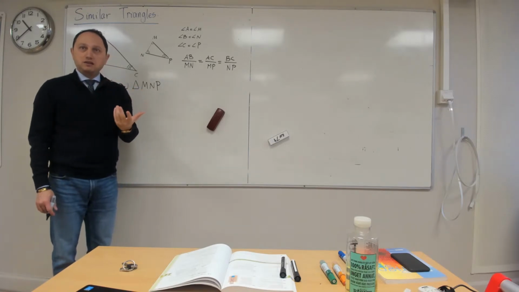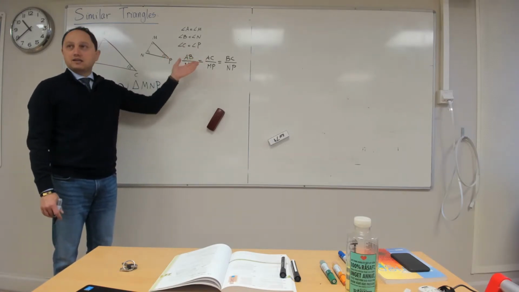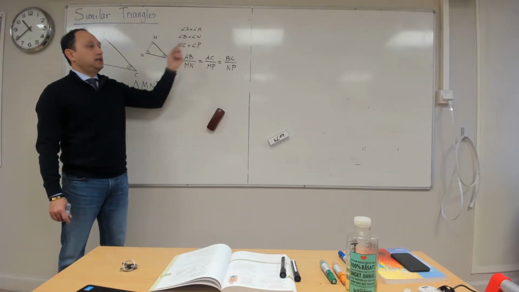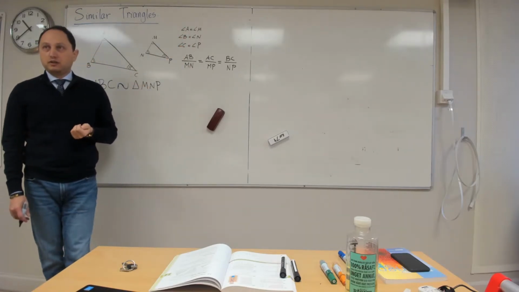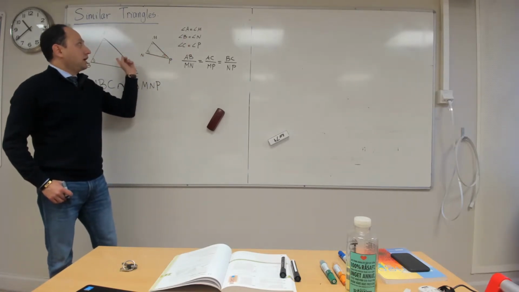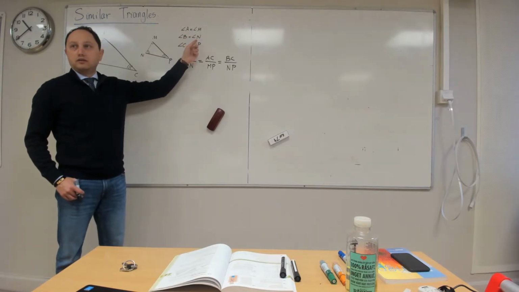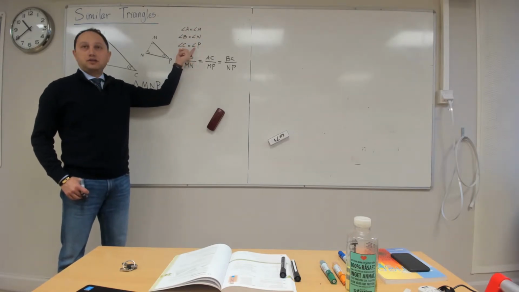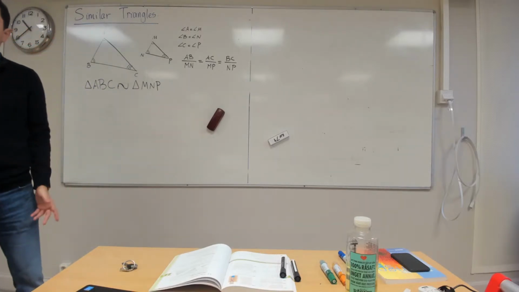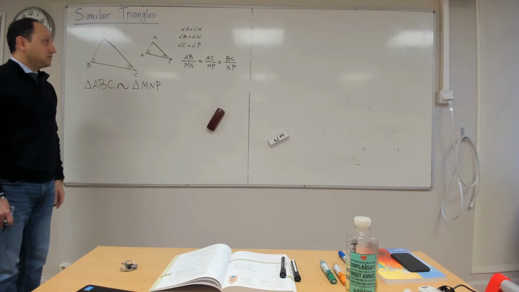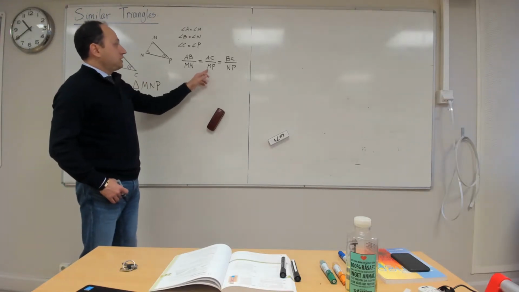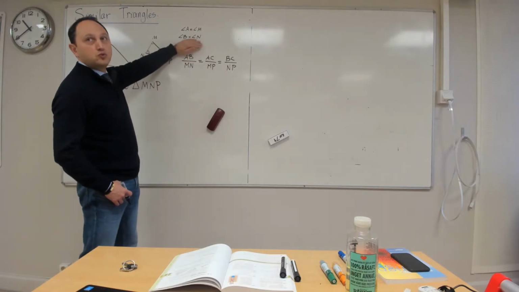But of course, you can immediately realize we can relax some of these conditions. For example, if I have these two angles, do I need to check the third one? For triangles, no. Because if two angles are equal, automatically the third angles are also equal, because the sum of the three angles is supposed to be 180 degrees.